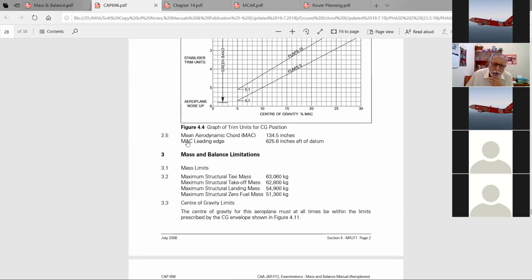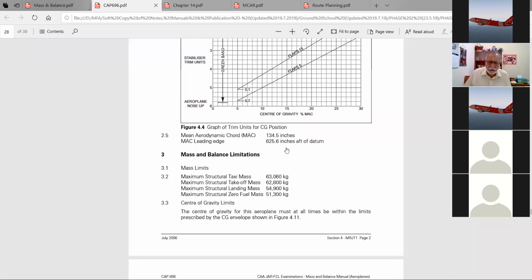It says over here, mean aerodynamic chord, MAC, is 134.5 inches. What do you understand by this? This is not the CG. This is the mean aerodynamic chord, from leading edge to trailing edge. So the MAC leading edge is at 625.6 inches.